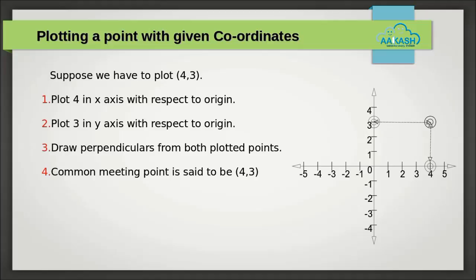Plotting a point with given coordinates. Suppose we have to plot a point (4, 3) in the Cartesian coordinate system. First, we will plot 4 on x-axis and 3 on y-axis. Next, we need to draw perpendiculars from both the points to their axis. The point at which both the perpendiculars meet is the point (4, 3).